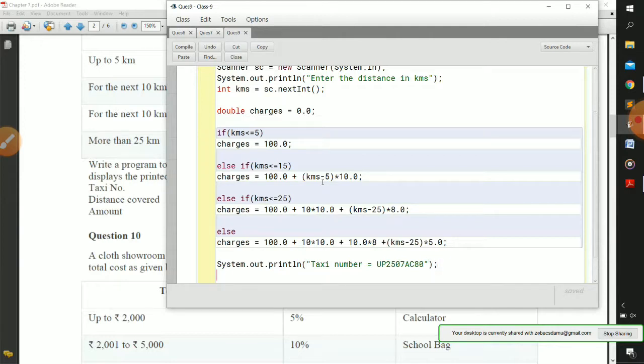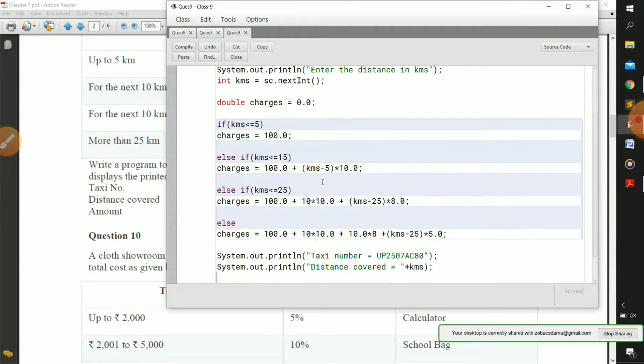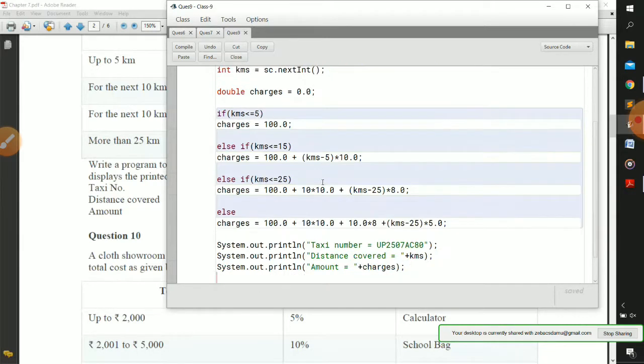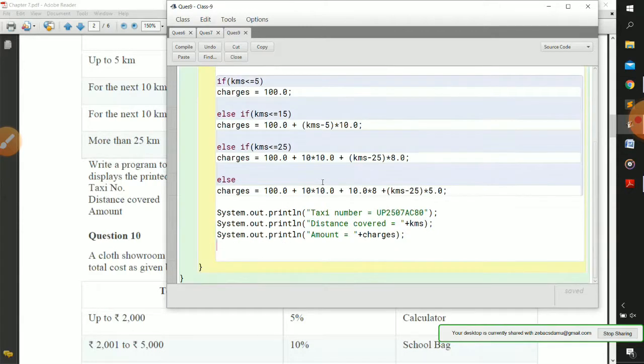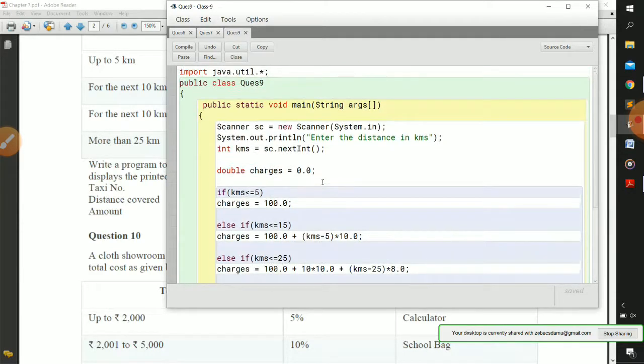Now again for the next SOPLN we need to give the distance covered that we have taken as our input. So distance covered equal to plus kilometers, the variable that we have used. Now again in the last line we need to give the amount. So amount equal to plus charges. Okay, now this is the output that we are going to give. So this is our code for this ninth question.